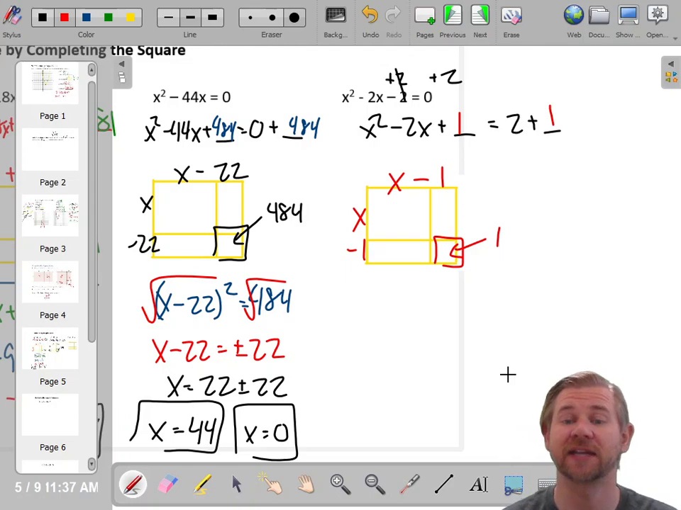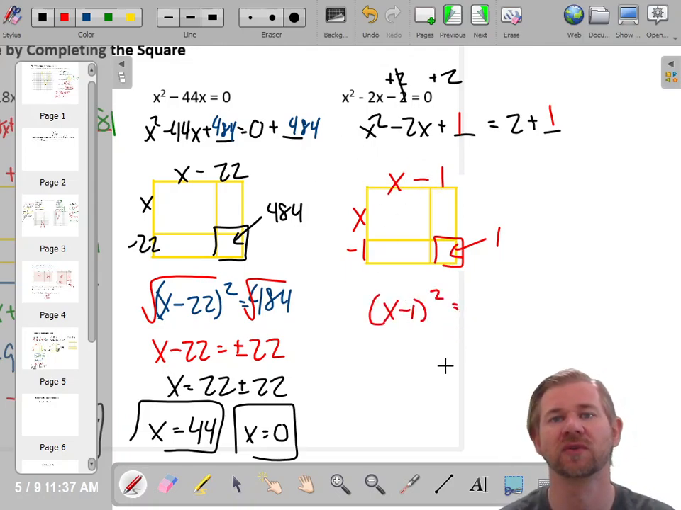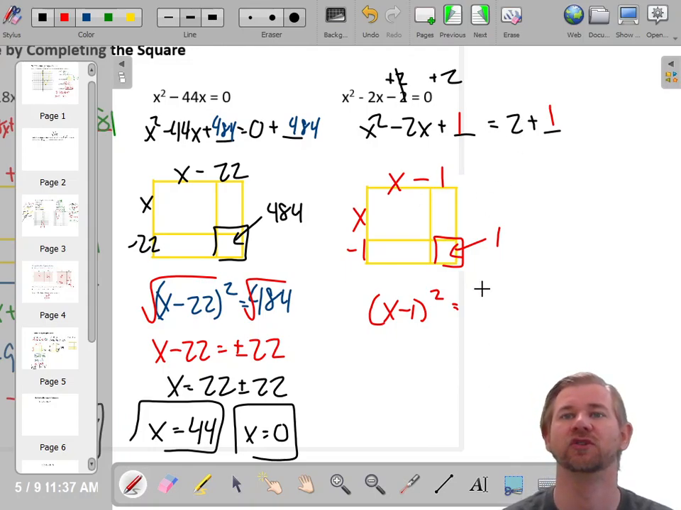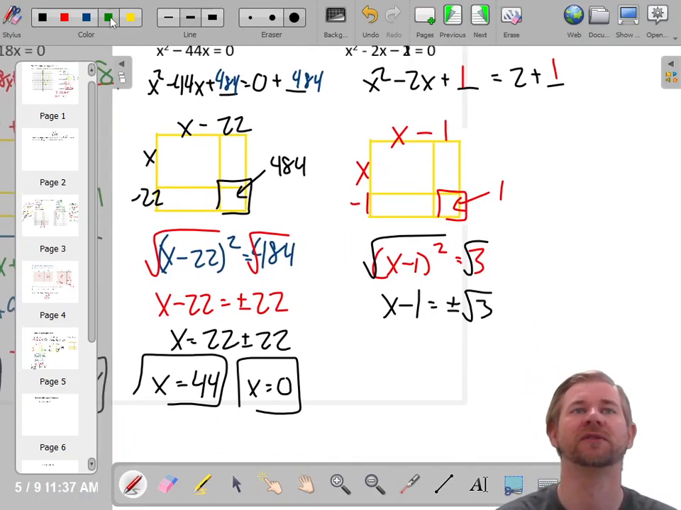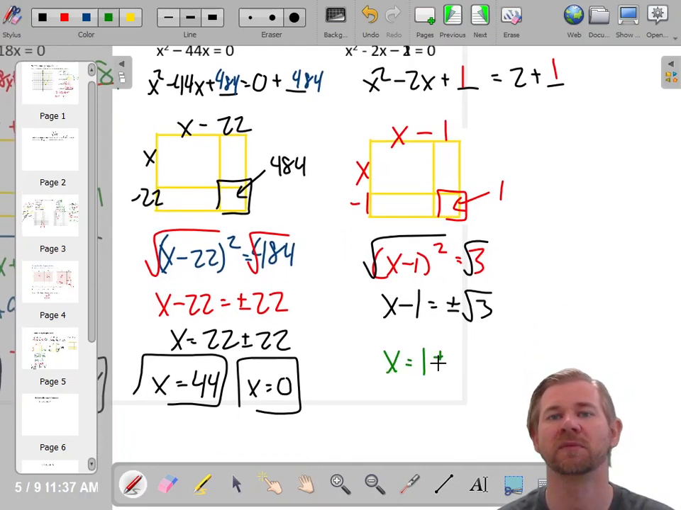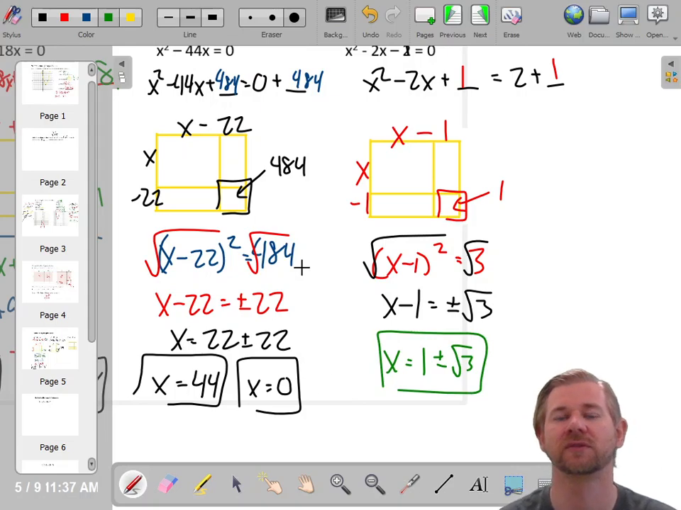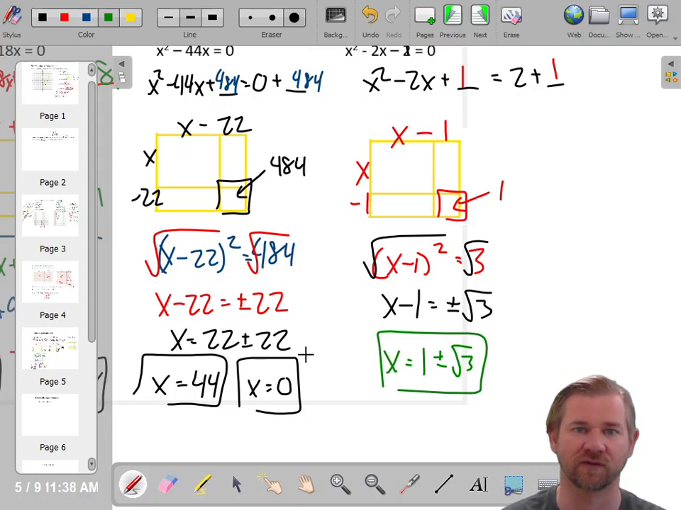Now, on the left side, you will factor, but you don't really need to factor because it's x minus 1 squared. We drew it that way. On the right side, 2 plus 1 makes 3. Cool. Now we can solve by square roots. X minus 1 equals plus or minus radical 3. Add 1 to both sides. 1 plus or minus radical 3. Those are the answers. So now it looks more like what we're used to with the quadratic formula.